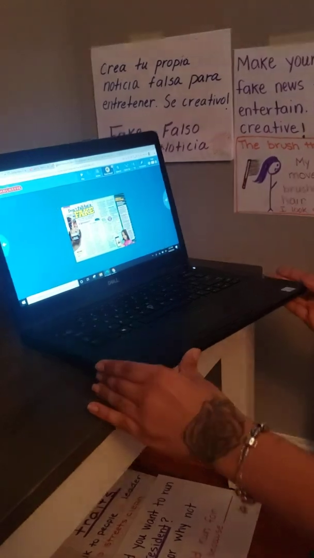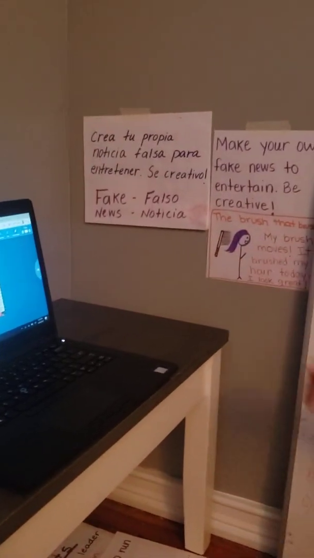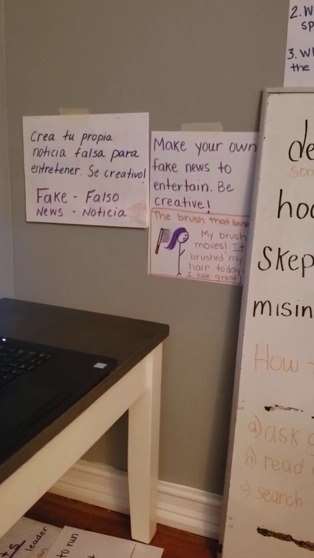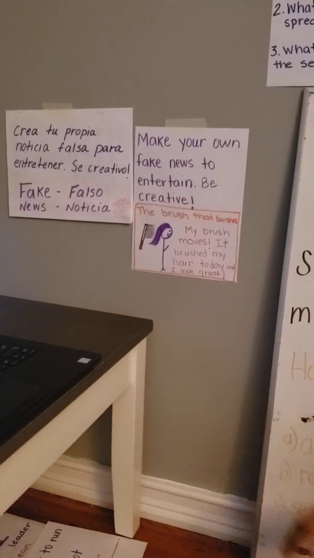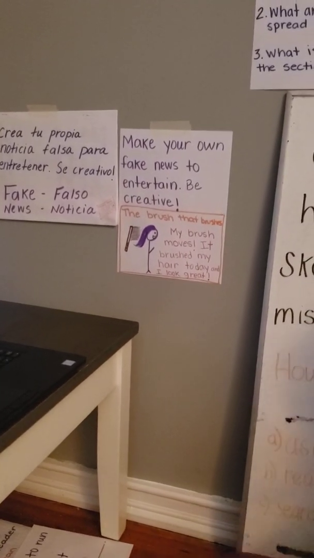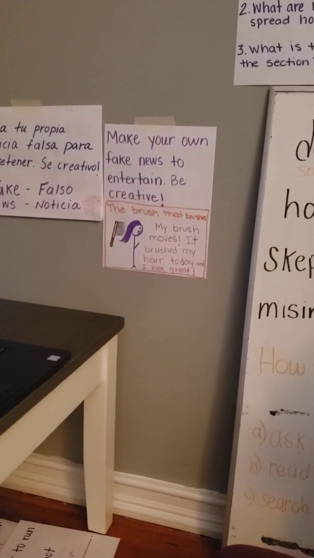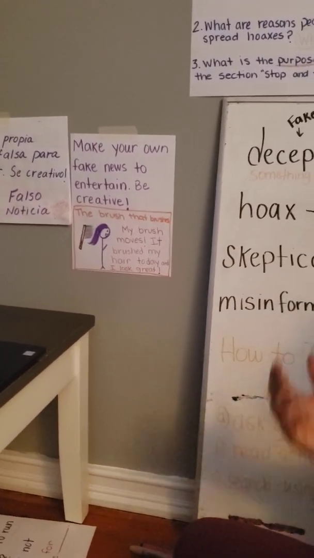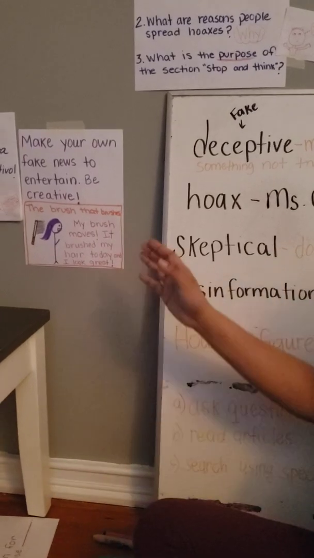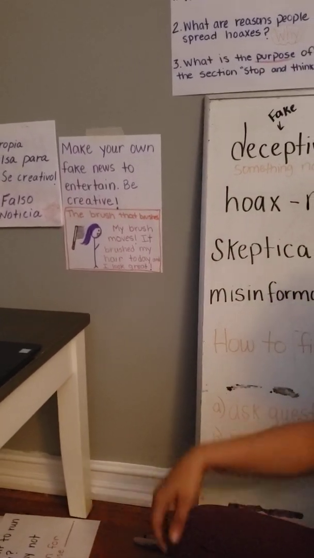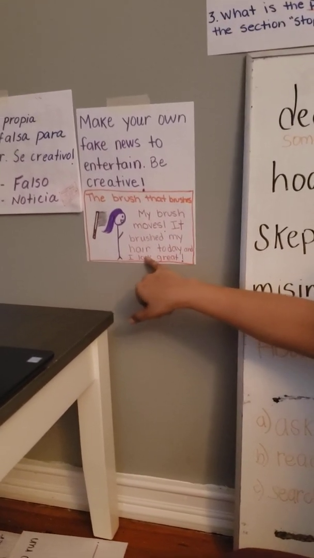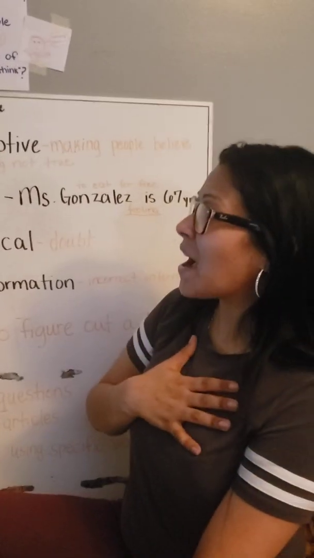So to extend this lesson, if you look over here, I want you to make your own fake news to entertain. I want you to be creative, use your imagination. What I did was I made this news about the brush that brushes. Well, you know that a brush cannot brush on its own. So right there, automatically, you know that there's something going on here, a hoax, right? So I wrote, my brush moves. It brushed my hair today and I look great. So that's my fake news.